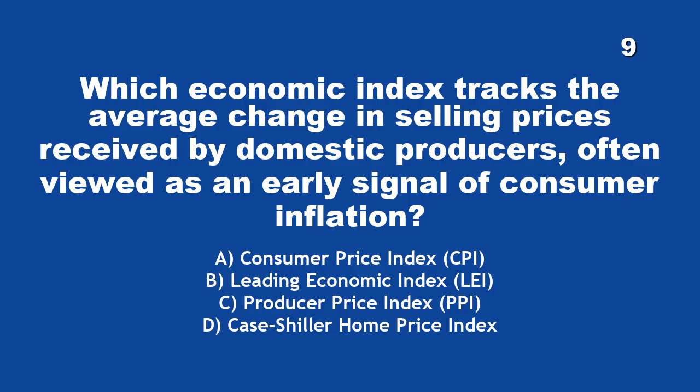Which economic index tracks the average change in selling prices received by domestic producers, often viewed as an early signal of consumer inflation? Option A, Consumer Price Index, CPI. Option B, Leading Economic Index, LEI. Option C, Producer Price Index, PPI. Option D, Case-Shiller Home Price Index. The correct answer is C, Producer Price Index, PPI.